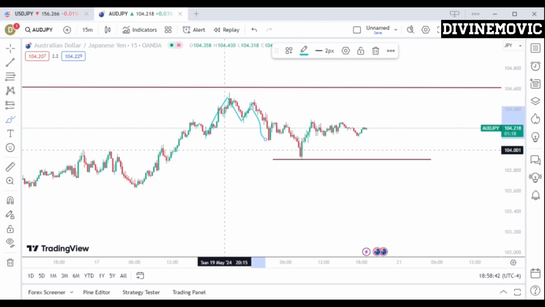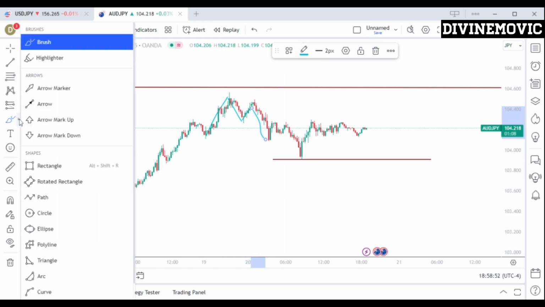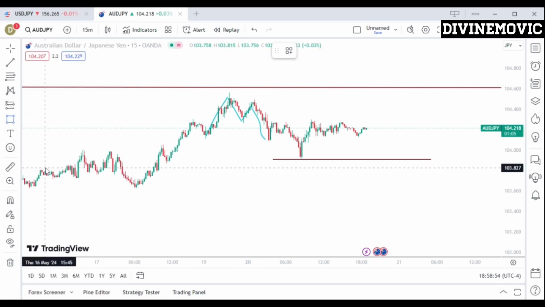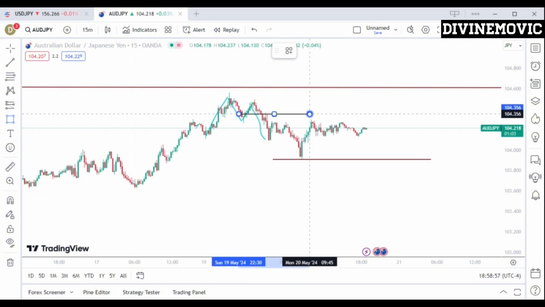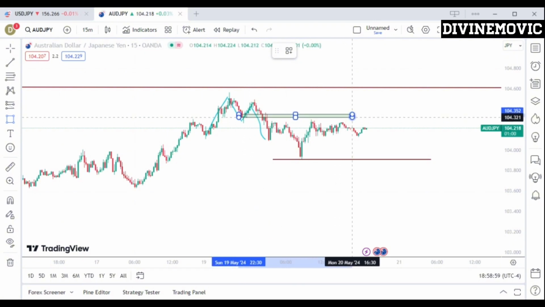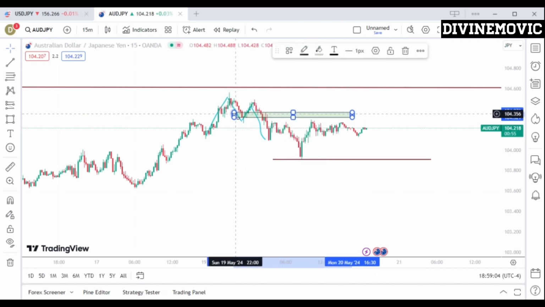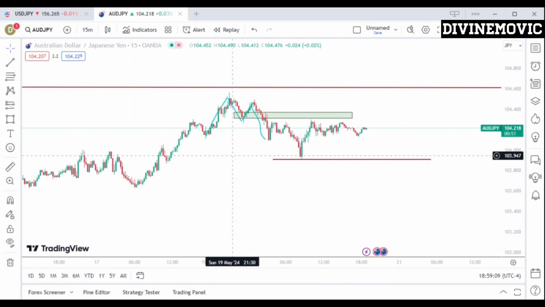Now, because we have identified an M pattern, what we want to do is to identify the neckline or the tail of that M pattern, which is simply at this point here. Correct? Yes, it's correct. So our entry now is simply going to be if price comes back to this zone that I marked out here.